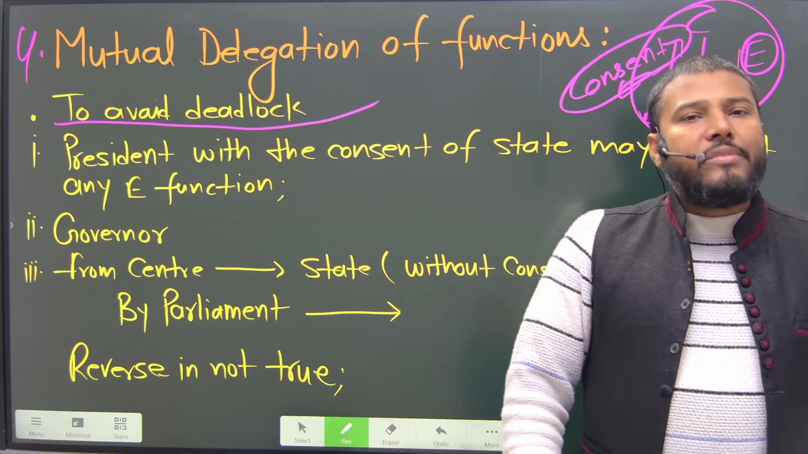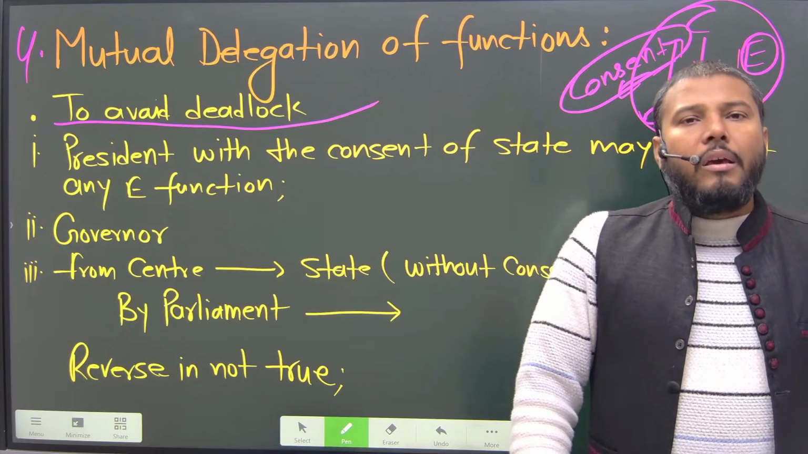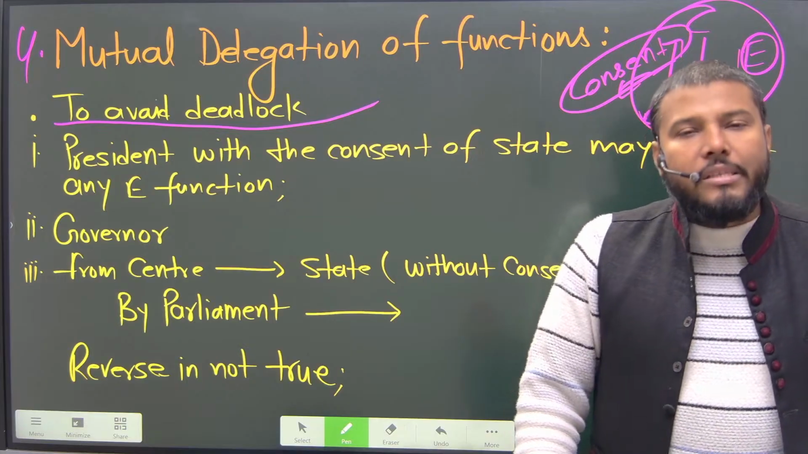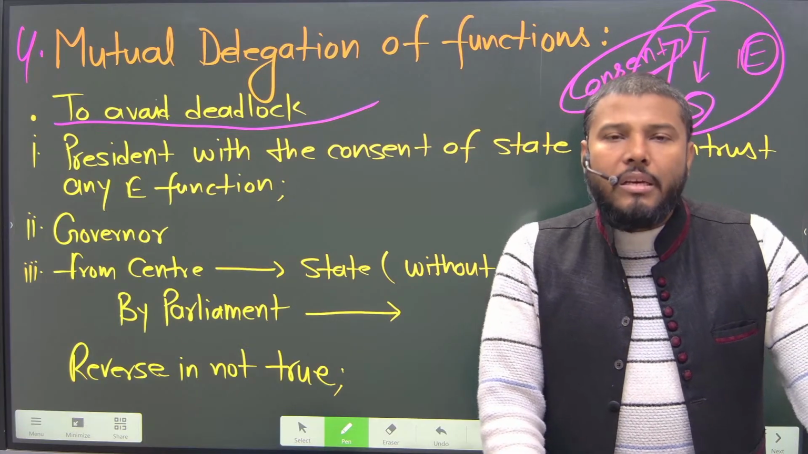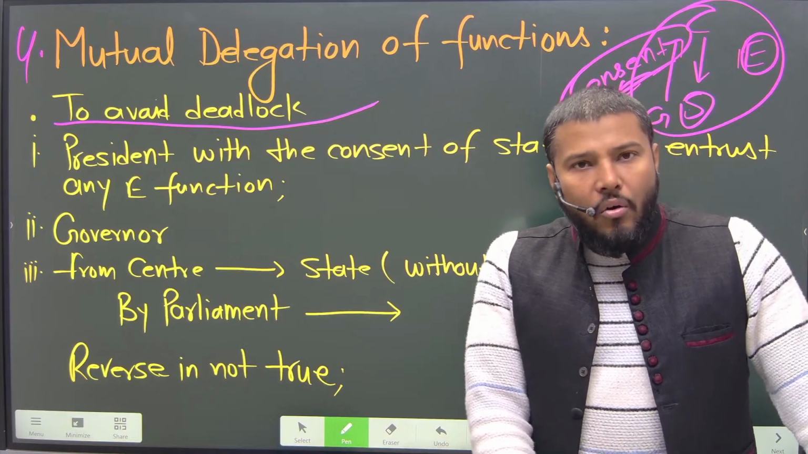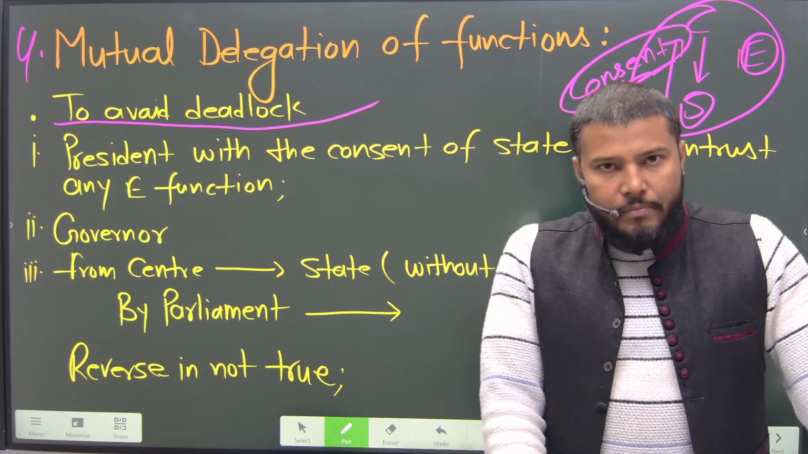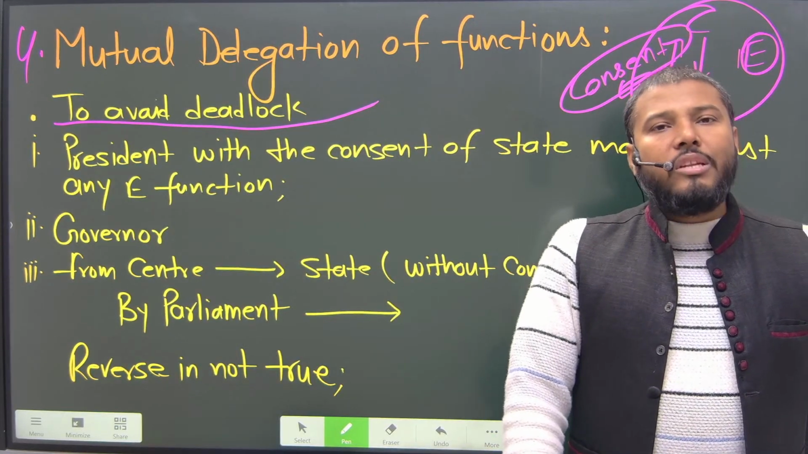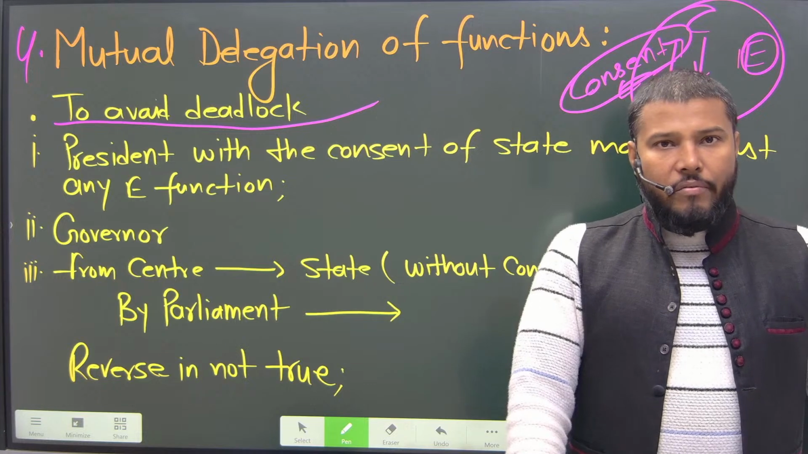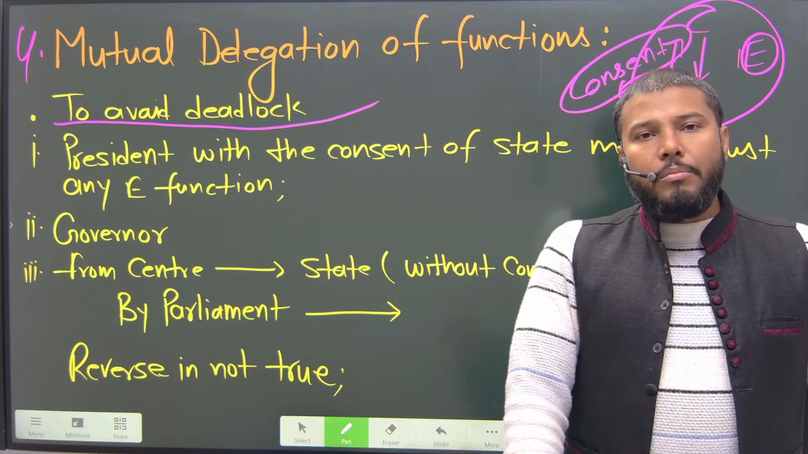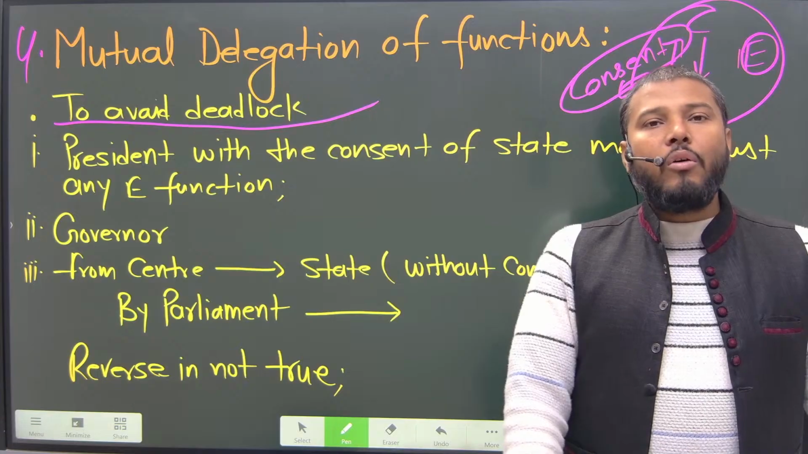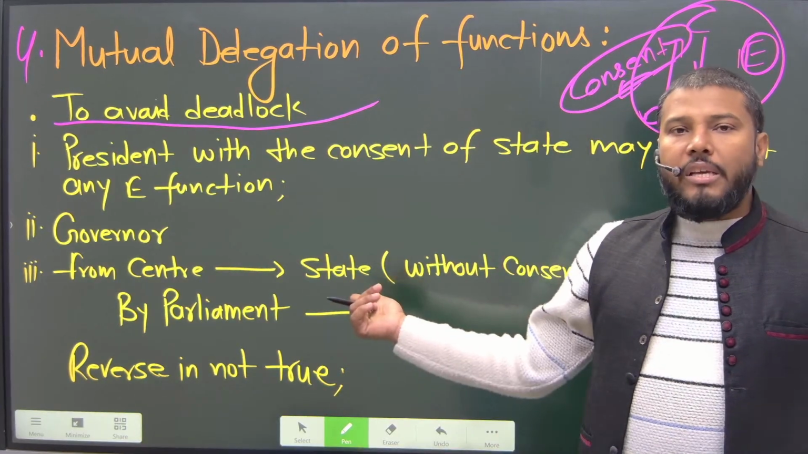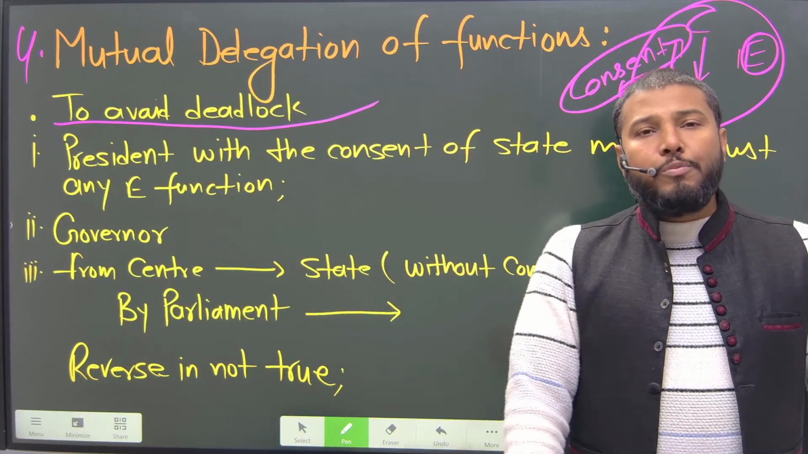There is one more basis where the state's consent is not required. You should ask the question: can the central government give the state government any executive or administrative work to perform in which the state government's consent is not needed? So the answer is yes. The central government can entrust any state government to discharge its executive work or administrative work without even the consent of the state government. This is a special case again.